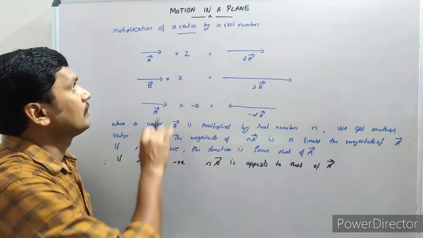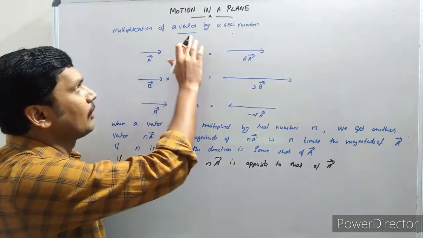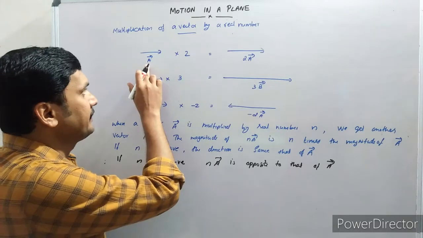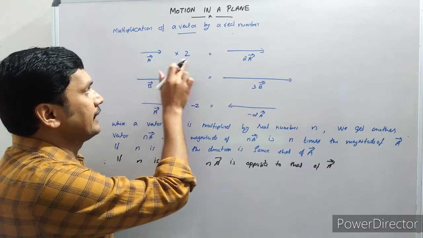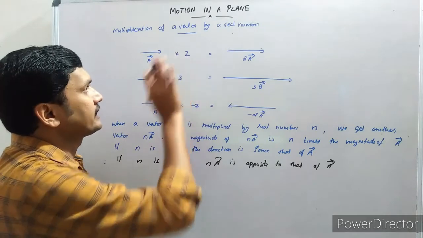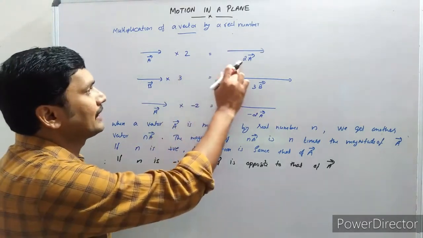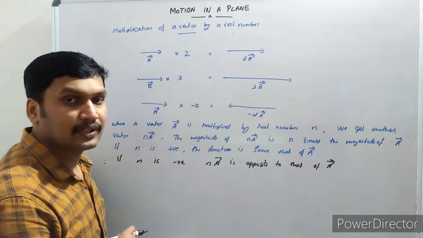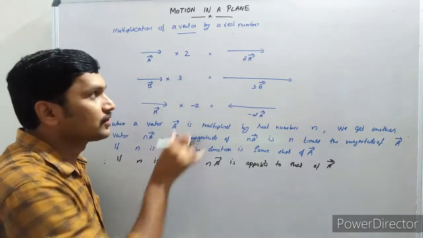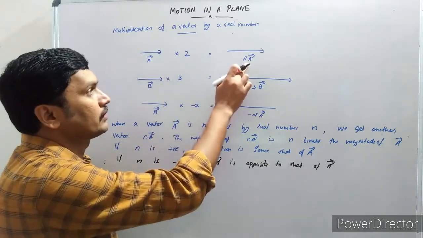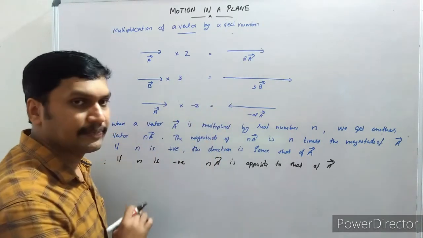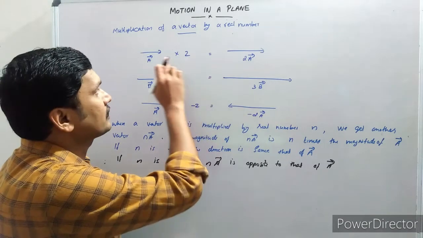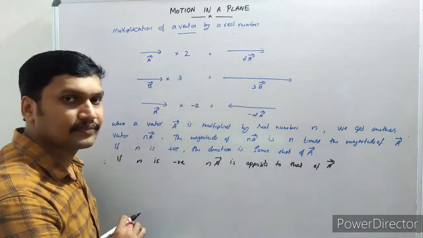Now, multiplication of a vector by a real number, a scalar quantity. Suppose we have a vector A and we are multiplying vector A by 2. You know that 2 is a real number. So it becomes 2 times vector A. It means its magnitude becomes 2 times the magnitude of A. So now the new vector is 2A. And since 2 is positive, the direction of 2A and A is the same.